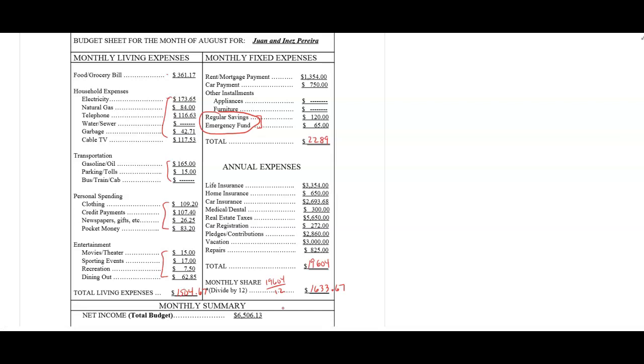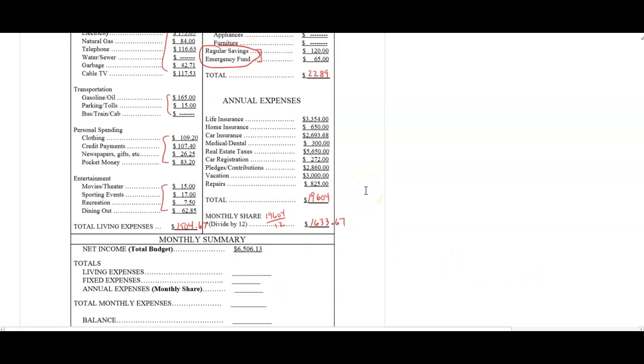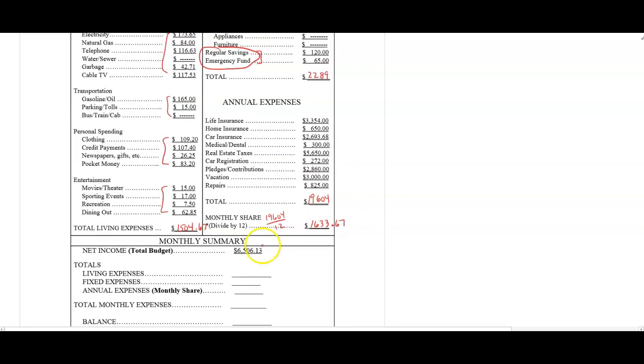Now, when you add all these monthly expenditures up, you have to make a lot of money to have a budget like this. And this is not far off an average budget. So if this person's net income, that means how much do they bring in?